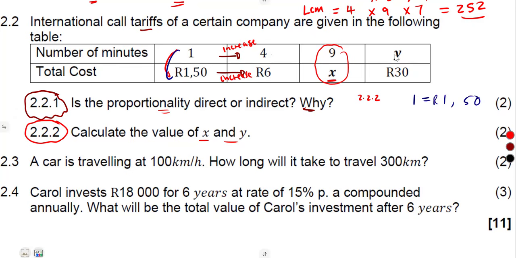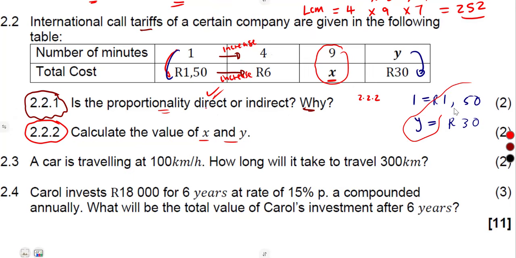What about this condition? Y here is the one for the number of minutes. So y corresponds to what? To 30 rand. Y corresponds to 30. So what is the value of y? This is not going to change. You are still working with a direct proportion.